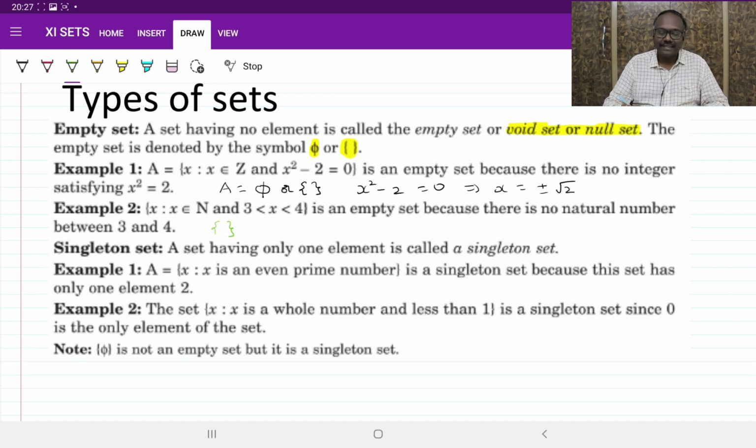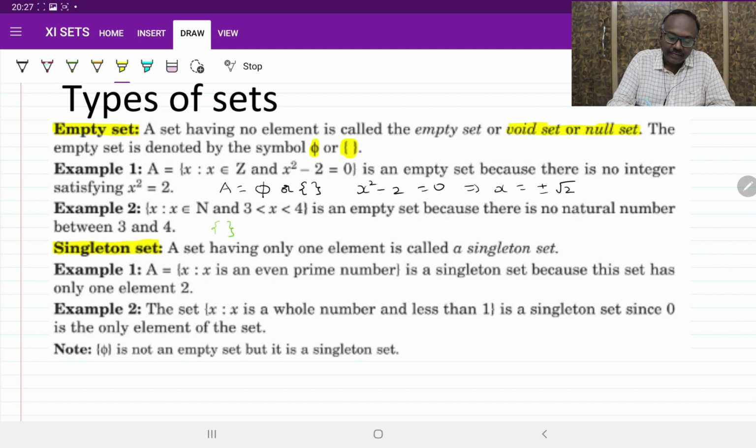So the next type of set is a singleton set. We have seen what is an empty set or null set. The second type of set is a singleton set. Singleton set means a set which contains exactly one element. It is called a singleton set. So let us take an example. The set of all x, x is an even prime number. We know that there is only one even prime number, that is 2.